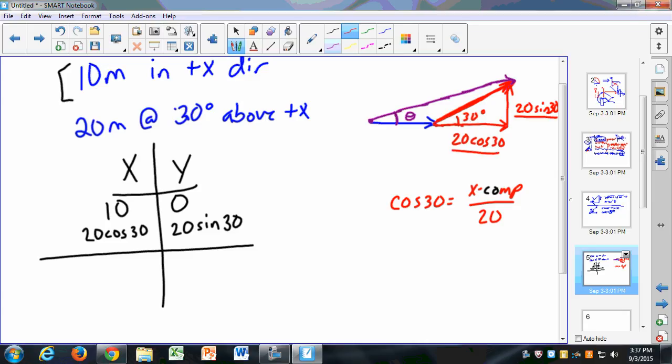That's why it's so important for you to know your trig functions. We're going to use those a lot in chapters 3 and 4, so it's good that you get them now for 201 as well. Does that answer your question? Yeah, Ashley?